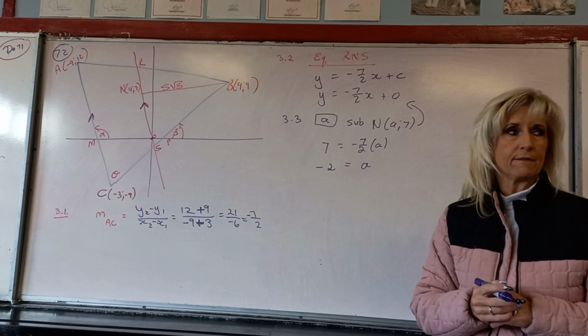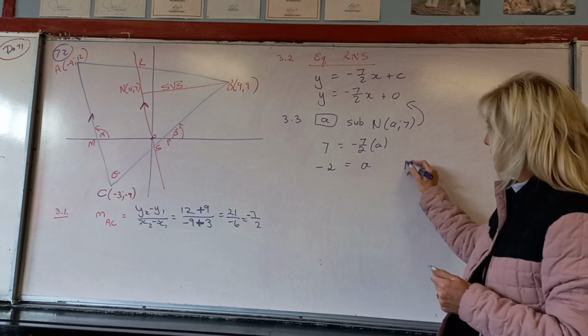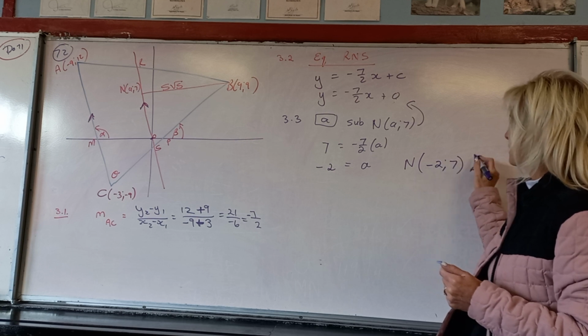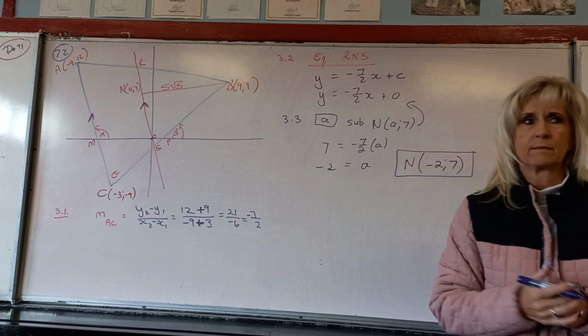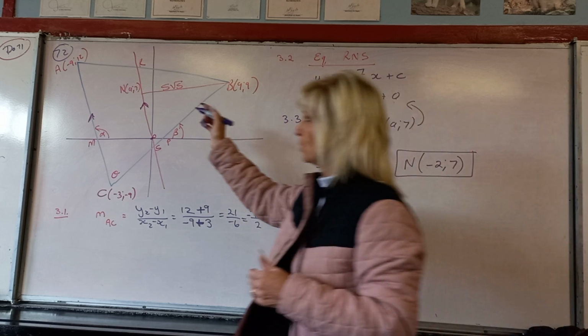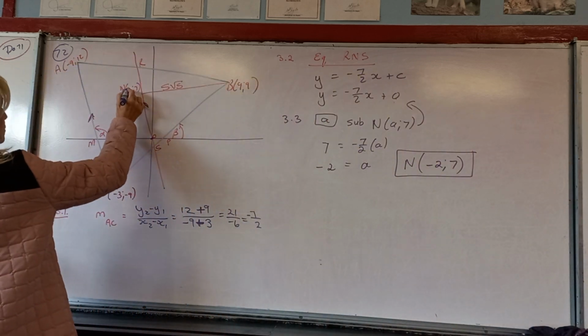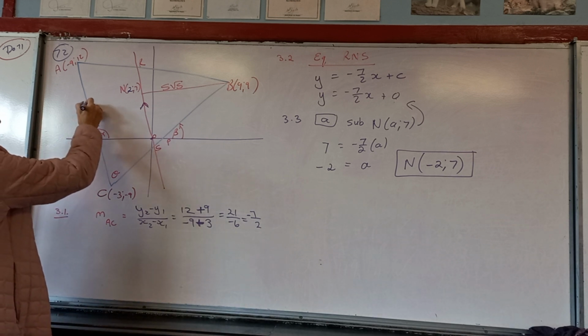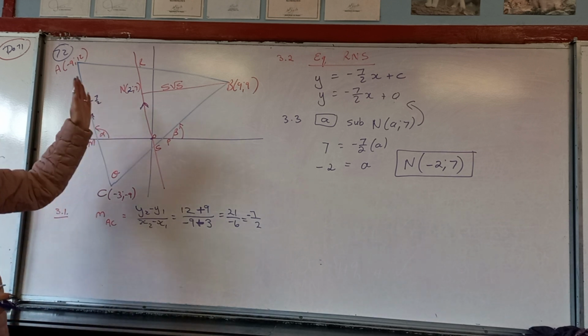If your answer is negative 2, in other words, my N is (-2, 7). Did they ask me for the coordinates of N? No. But I can put it over here so that I now know a is equal to 2, and I know that this gradient is negative 7 over 2. I've used what I had there.